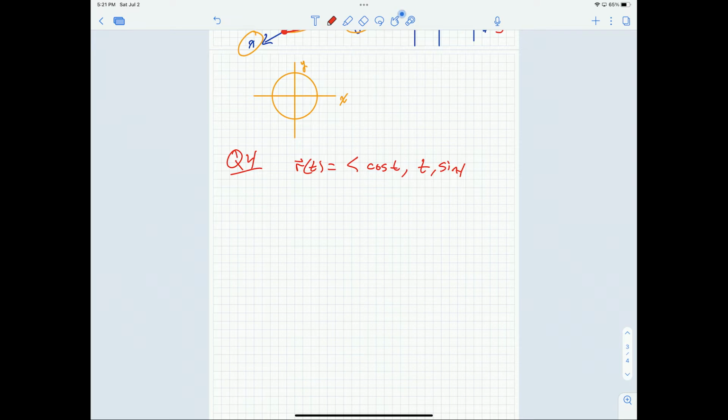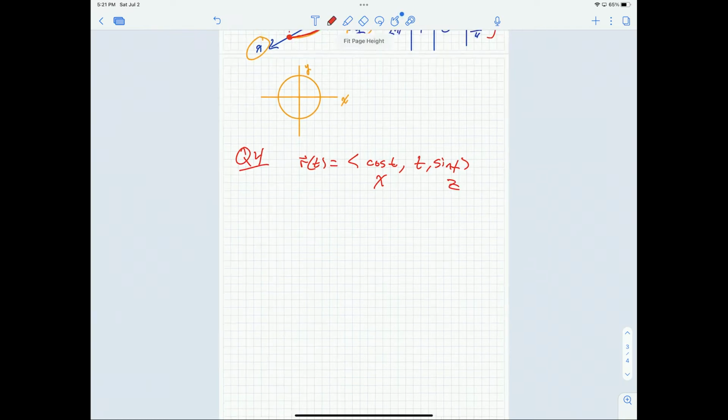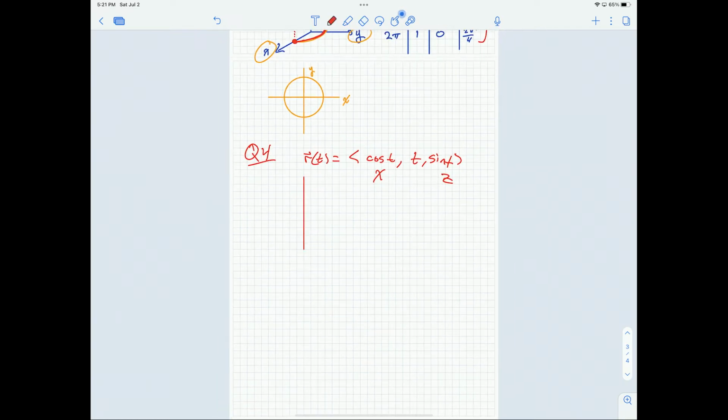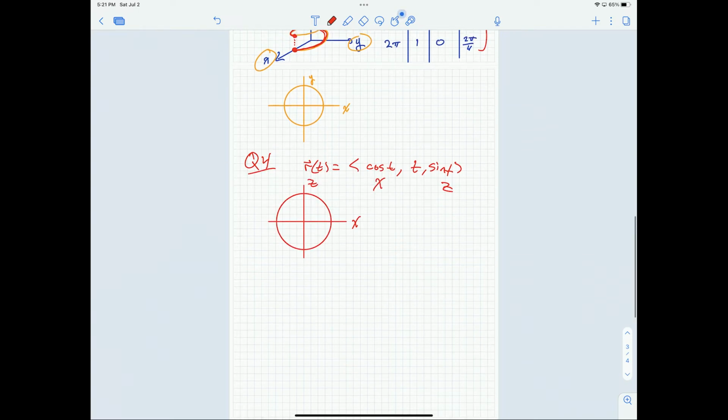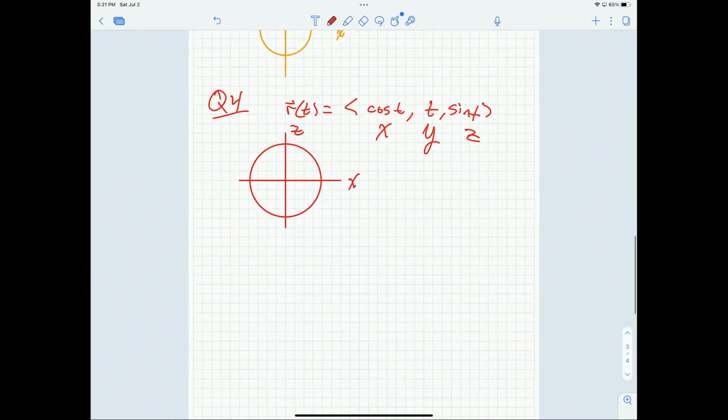Yeah, cosine t, sine t. So if you have this and you're trying to figure out what it looks like, well, this time this is the x and this is the z. So it's in the xz plane, right? It's making those circles in the xz plane instead of the xy plane, and it's the y variable that's increasing.